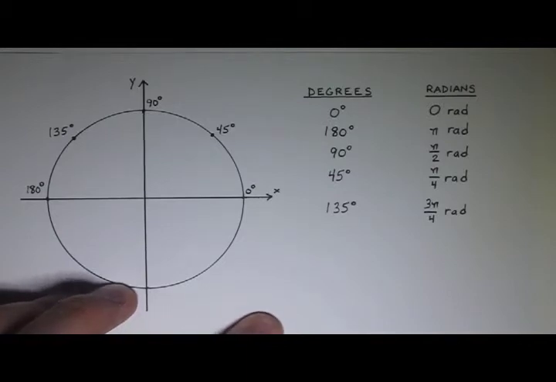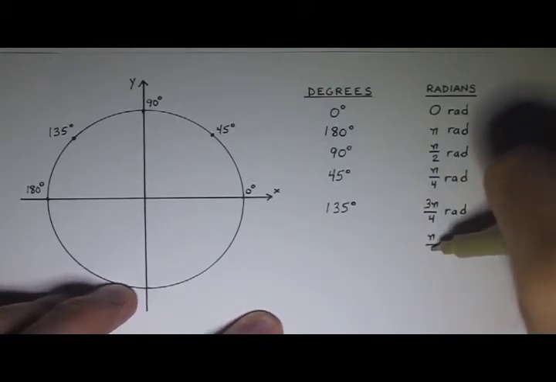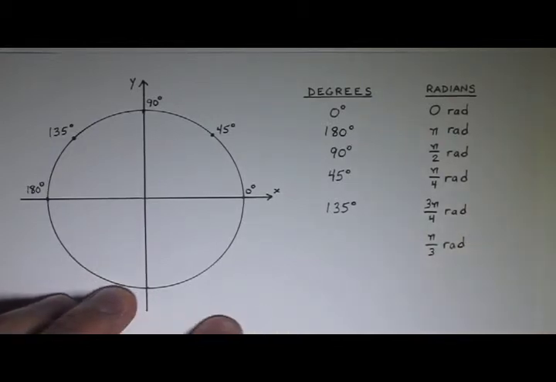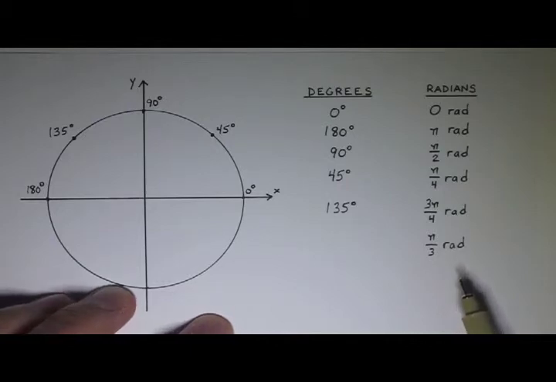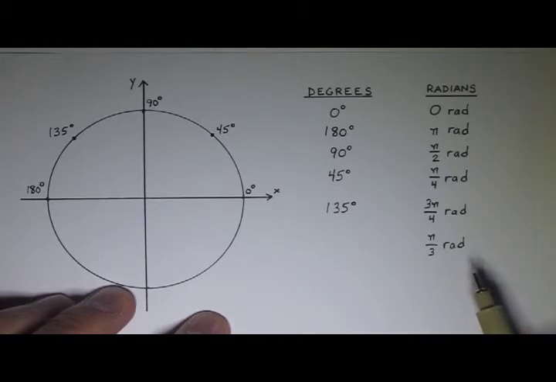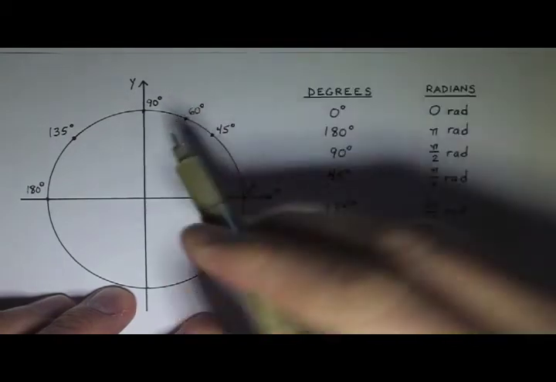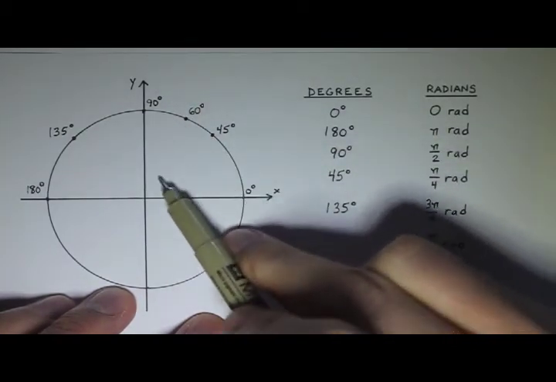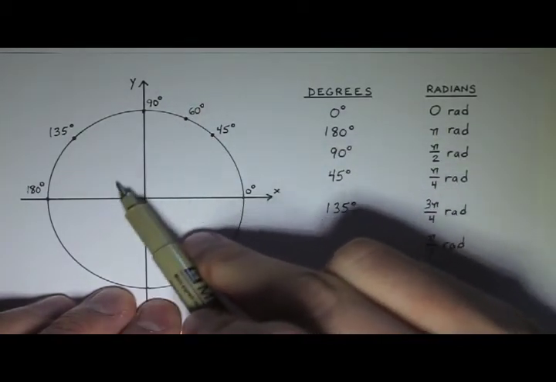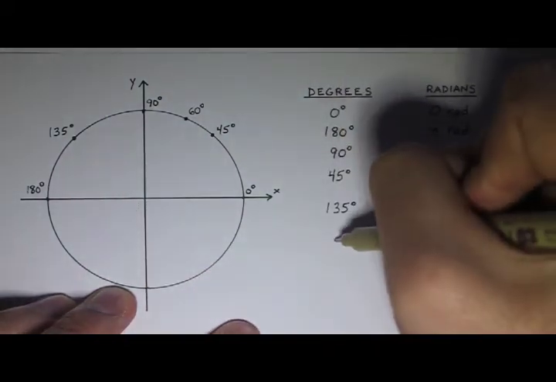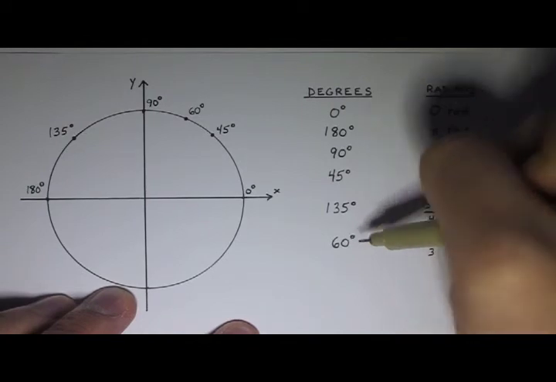And let's try one more. How about pi over 3 radians? How many degrees would that correspond to? That's 1/3 of pi. If pi is 180 degrees, then 1/3 of 180 is 60, which is about there. That makes sense if you think about that being 1/3, then another third, and then the last third to get to 180. So this ends up being 60 degrees.